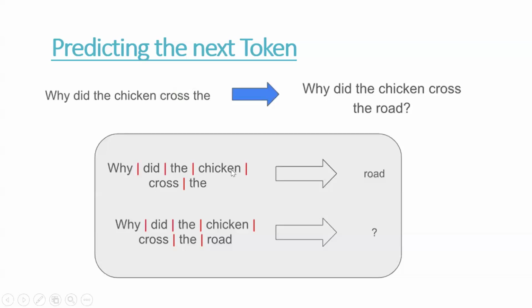For example, chick can be one token, en can be another token, right? So it's not like exactly one word is one token.